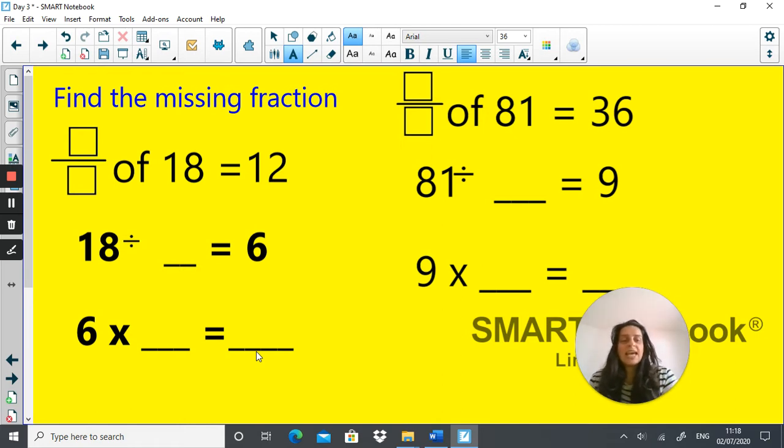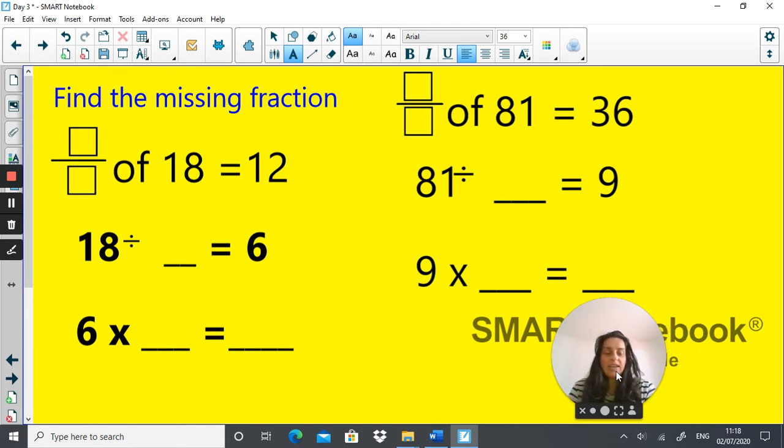This is a little bit tricky, okay? But remember that you're just following the same steps that you've looked at already. So something of 18 equals 12. So 18 divided by something equals 6. And 6 times something equals something. Okay, and then you've got the missing fractions here. So have a go at filling in the missing numbers.